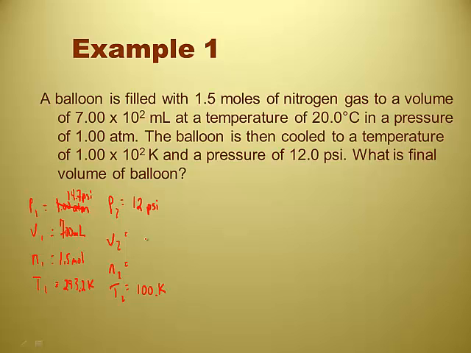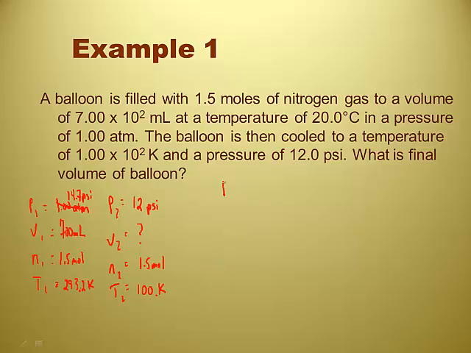What is the final volume of the balloon? So our volume is our unknown. They say nothing about adding more quantity of gas. That means the number of moles is constant. They don't change that, so it's also 1.5 moles.